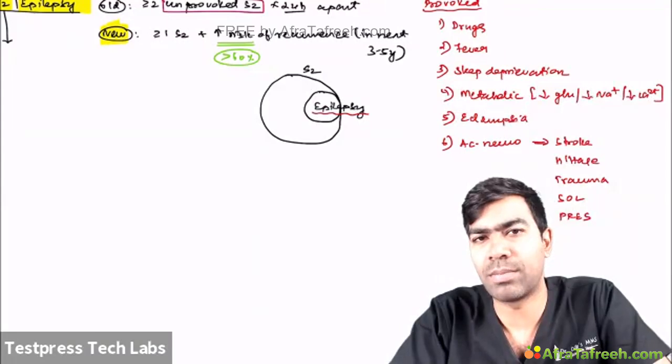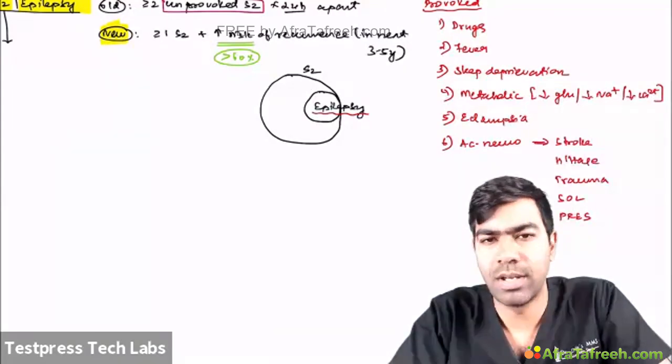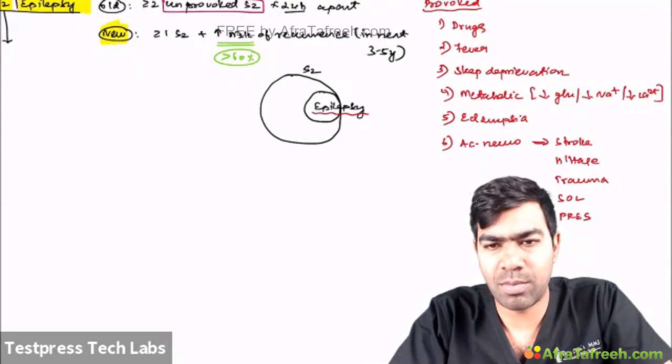So you need to keep this in background, and you have to ask the history properly. So why is the difference between provoked and unprovoked important?